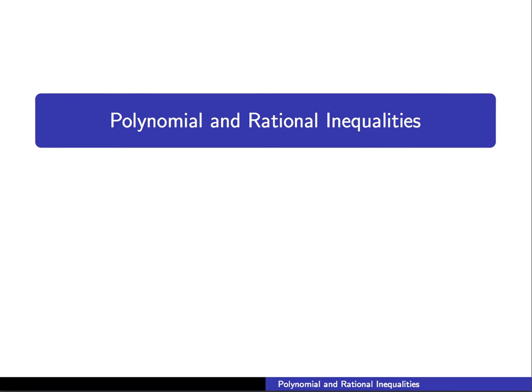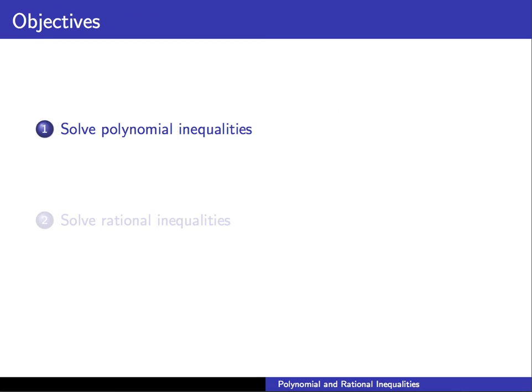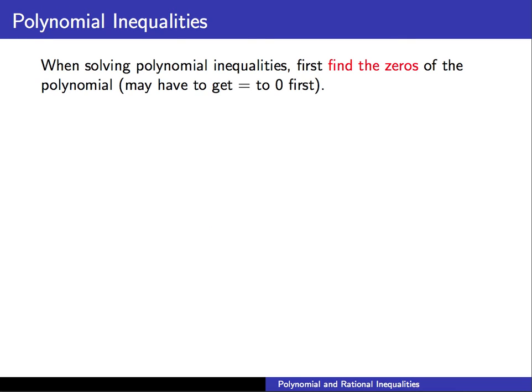Okay, in this video we're going to introduce our section on polynomial and rational inequalities. We're going to look at polynomial inequalities in this video. So when solving polynomial inequalities, first we're going to find the zeros of the polynomial, and if the polynomial is not equal to 0 at the start of the problem, we're going to have to get it equal to 0. So we may have some terms to bring over from one side of the equation to the other.